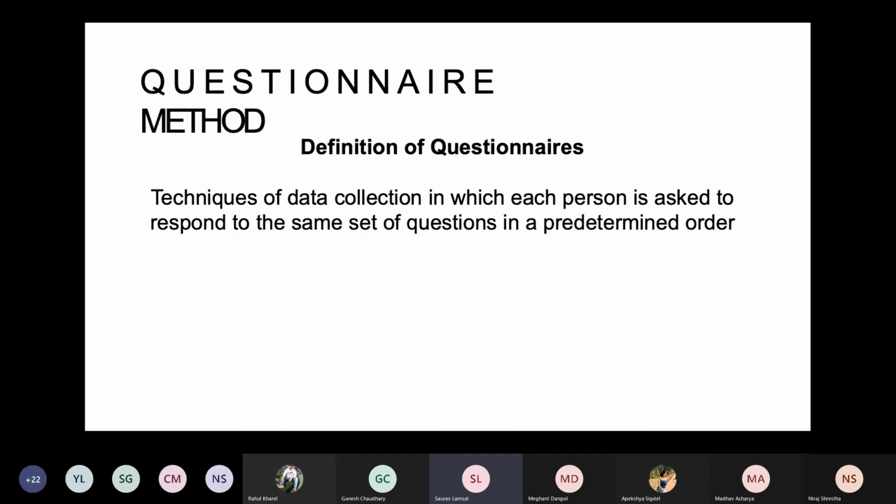Now moving on to the questionnaire. Okay, so you know that it is a technique of data collection in which each person is asked to respond to the same set of questions in a predetermined order. Okay, so that is the beauty of the questionnaire. You are going to ask the same questions to different participants.